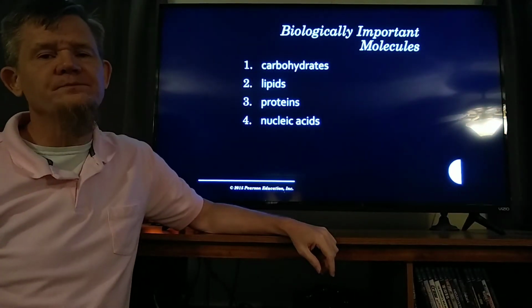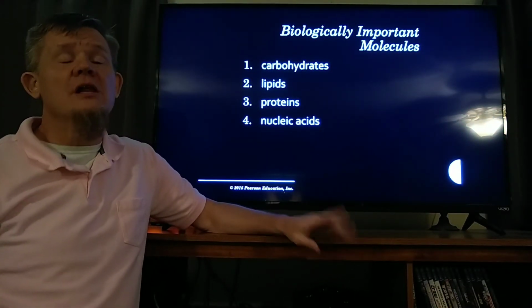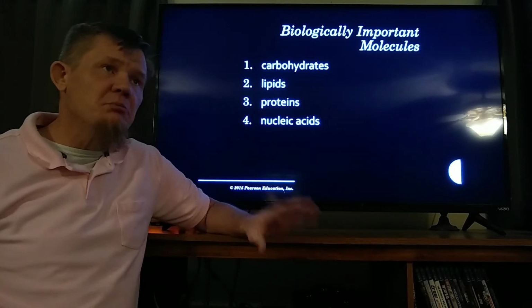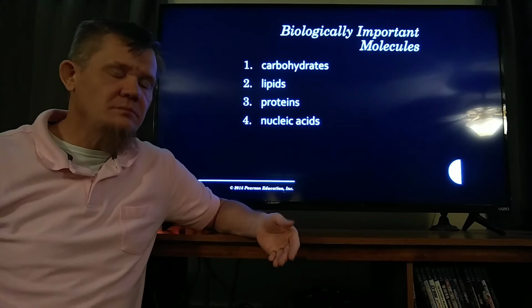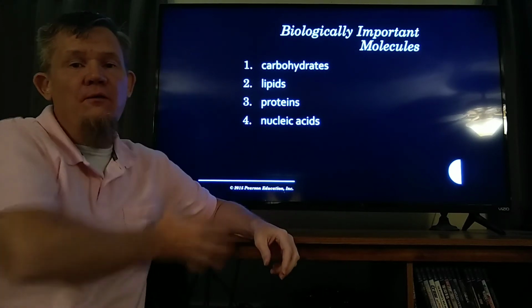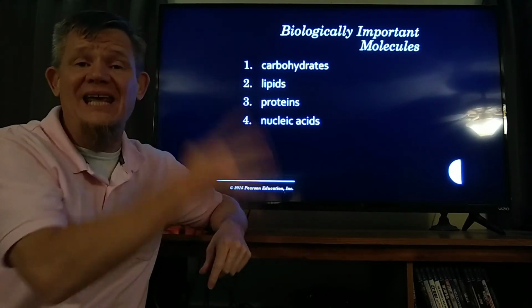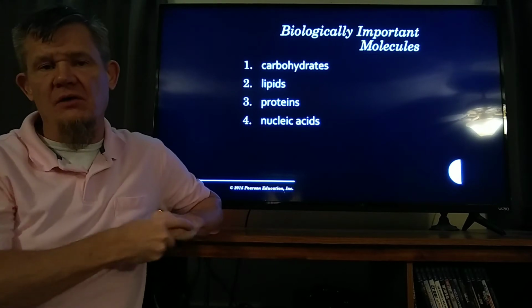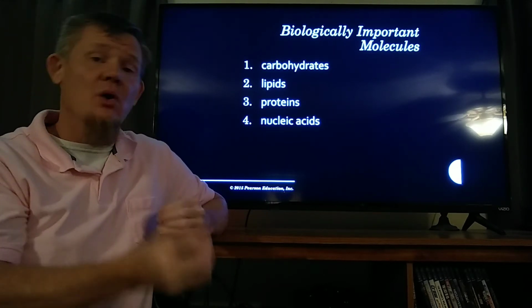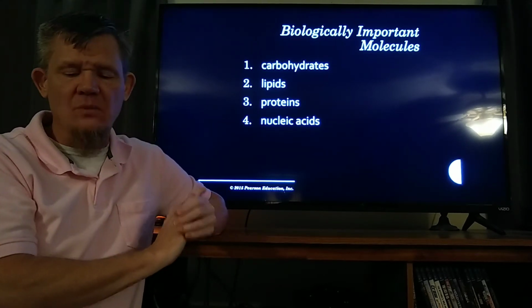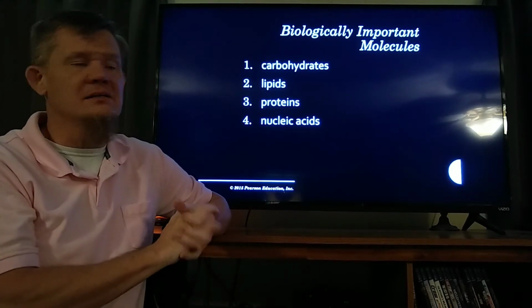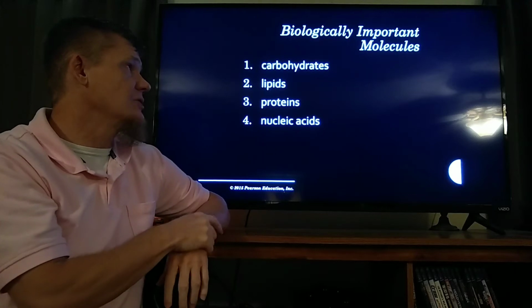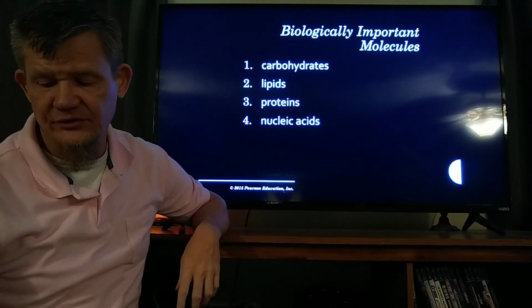There are four biologically important molecules. The first and most important molecule to life is water. After water, it is these four organic molecules. So we would call these the four biologically important organic molecules: carbohydrates, lipids, proteins, and nucleic acids. These are the four biologically important molecules. We'll talk about each one in turn.